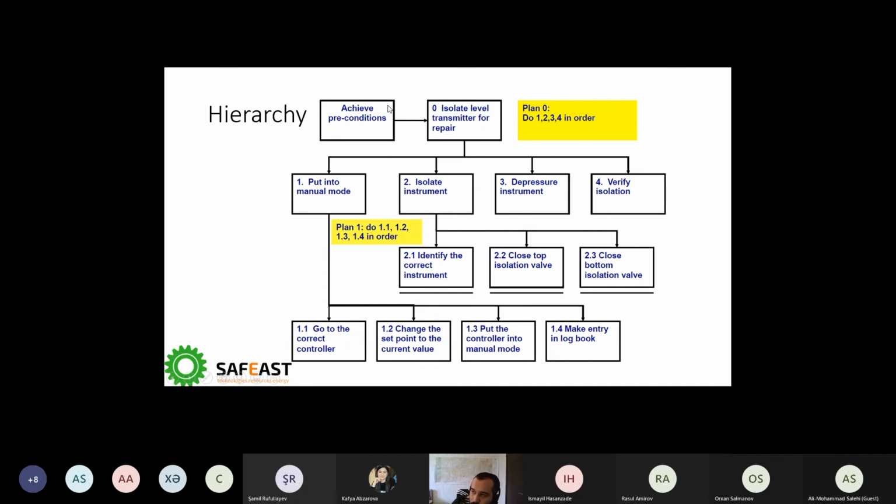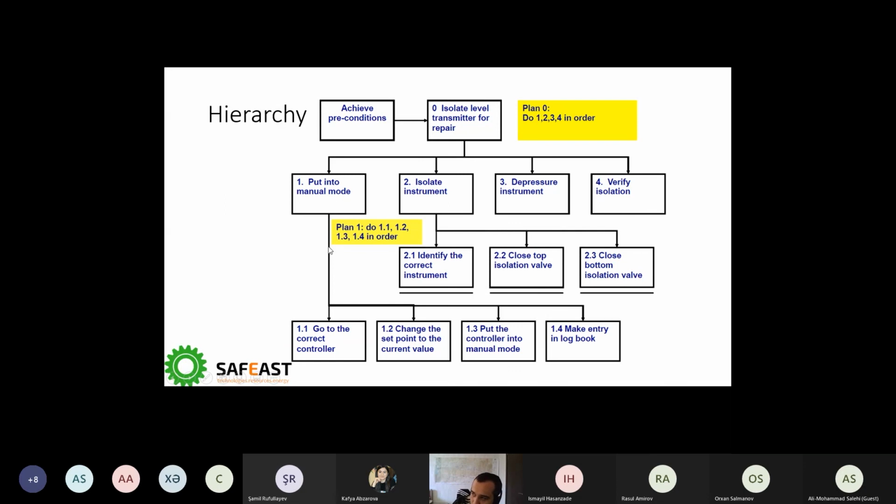Then you put your preconditions. What preconditions do you need to do this? For example, I've got an instrument technician, a calibration device, an instrument isolated, etc. Then you put in your steps: put it into manual mode, isolate the instrument, depressurize the instrument, verify isolation.